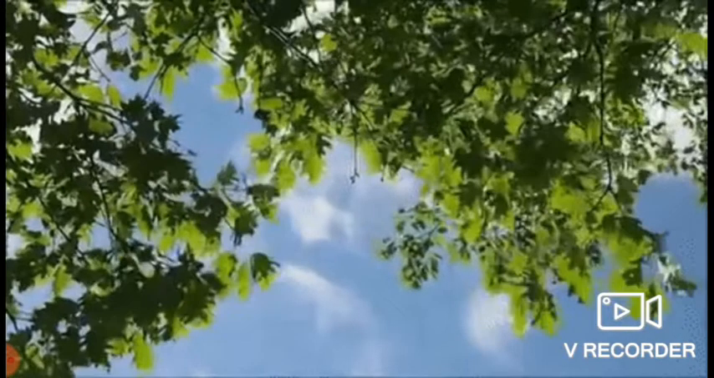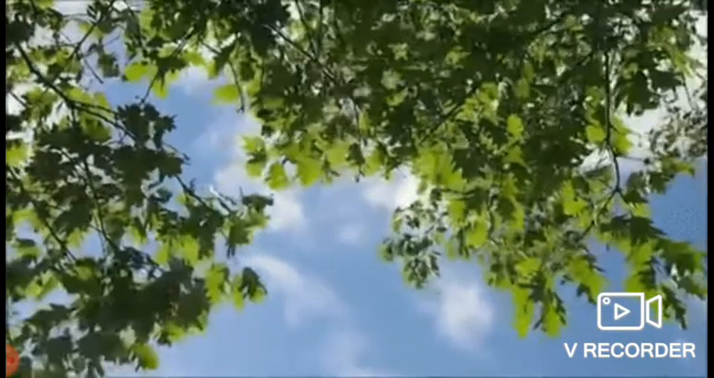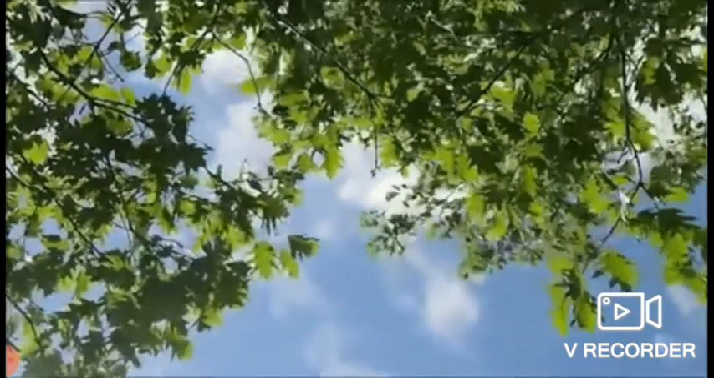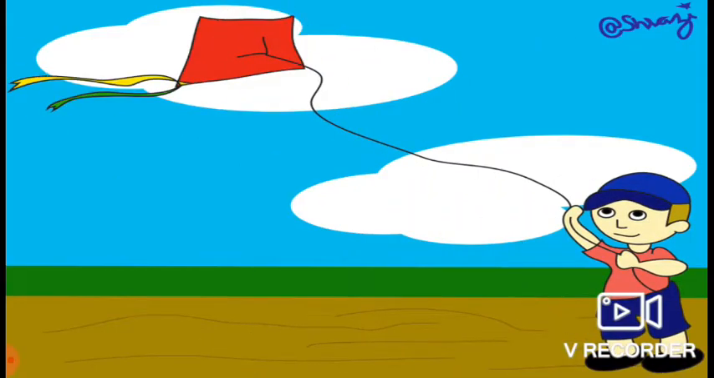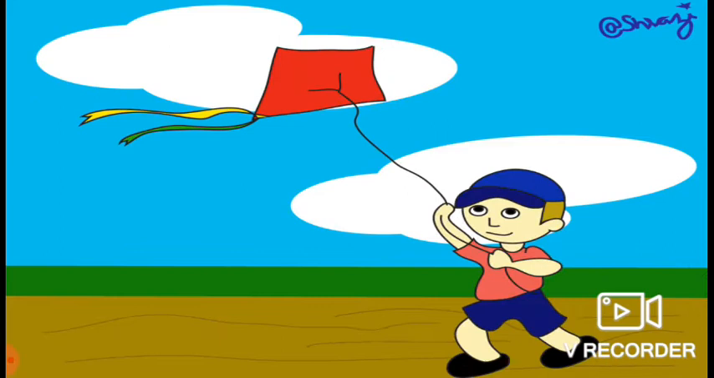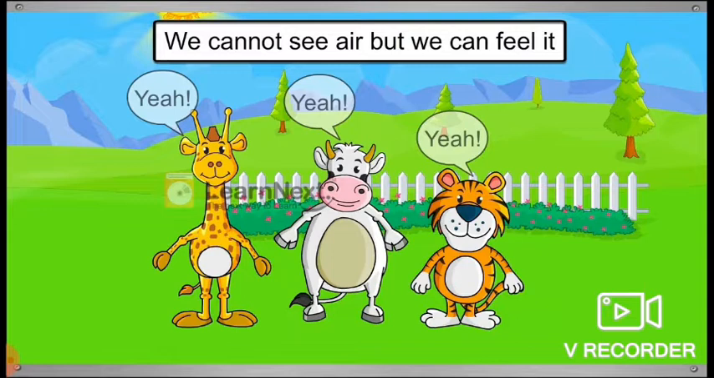Now we will look at the slide for better understanding. When leaves on the tree rustle, clothes on the rope sway, when the kite flies, students, you could see the leaves, clothes, kite shaking, swaying, moving. Could you see air which has made things shake and sway? Is it hiding? No, students. Air is everywhere. We cannot see air, but we can feel air.